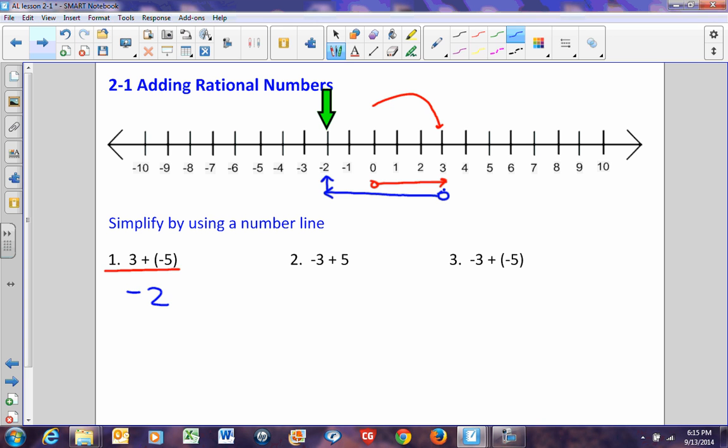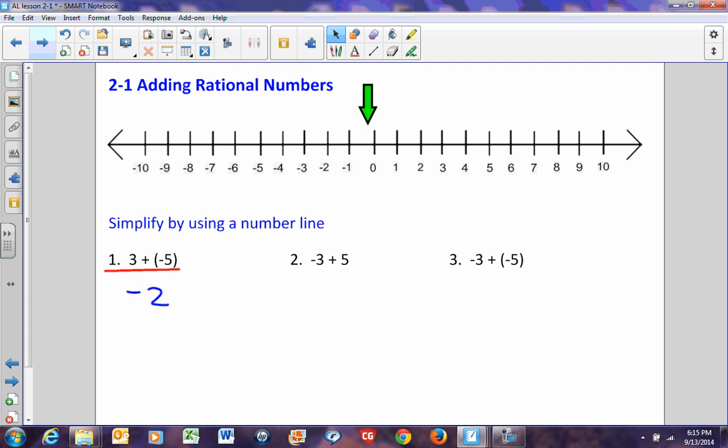If we were to start over on this next problem, back to 0 here. -3 plus 5 says I'm going to start out at 0, move 3 units to the left, and then move 5 units back to the right, 1, 2, 3, 4, 5. When I have done that, I'll end up with 2.